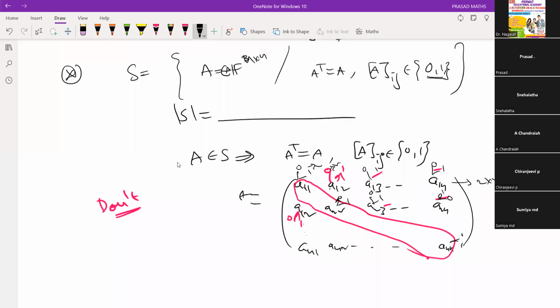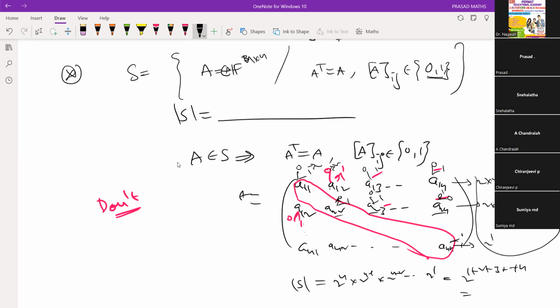2 power n. This is two choices. 2 into 2 into 2 into up to n minus 1. This is 2 power n minus... This is 2 power 1. So is the work completed? Yes, now it is completed by taking the product: 2 power n into 2 power n minus 1 into going on 2 power n minus 2 into 2 power 1. So this is the cardinality of S. That means 2 power 1 plus 2 plus 3 plus up to n minus 1 plus n, that means 2 power n into n plus 1 by 2.